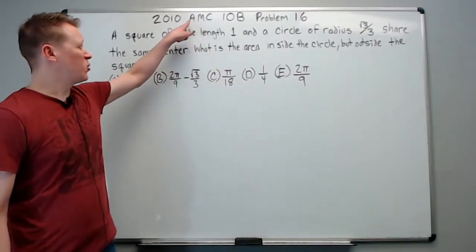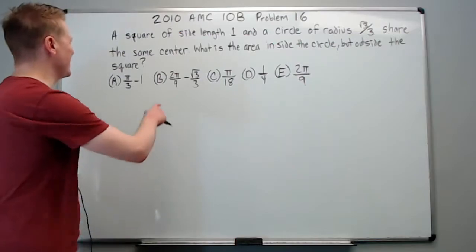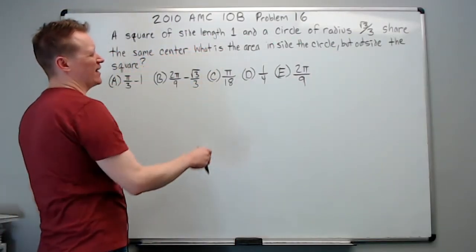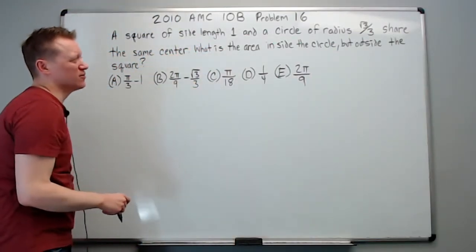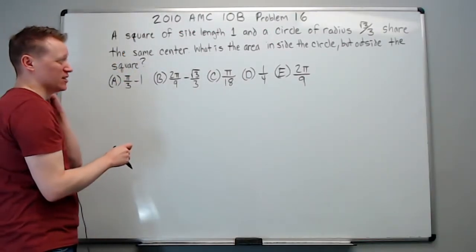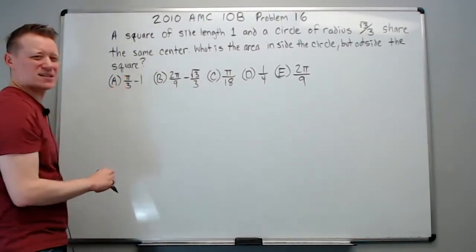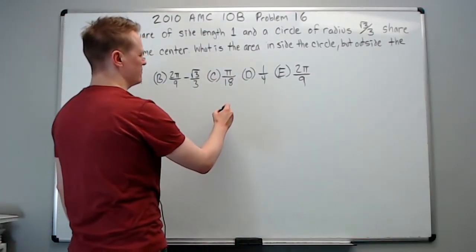All right, this is the 2010 AMC 10B problem number 16. A square of side length 1 and a circle of radius root 3 over 3 share the same center. What is the area inside the circle but outside the square? Well, let's draw real quick.